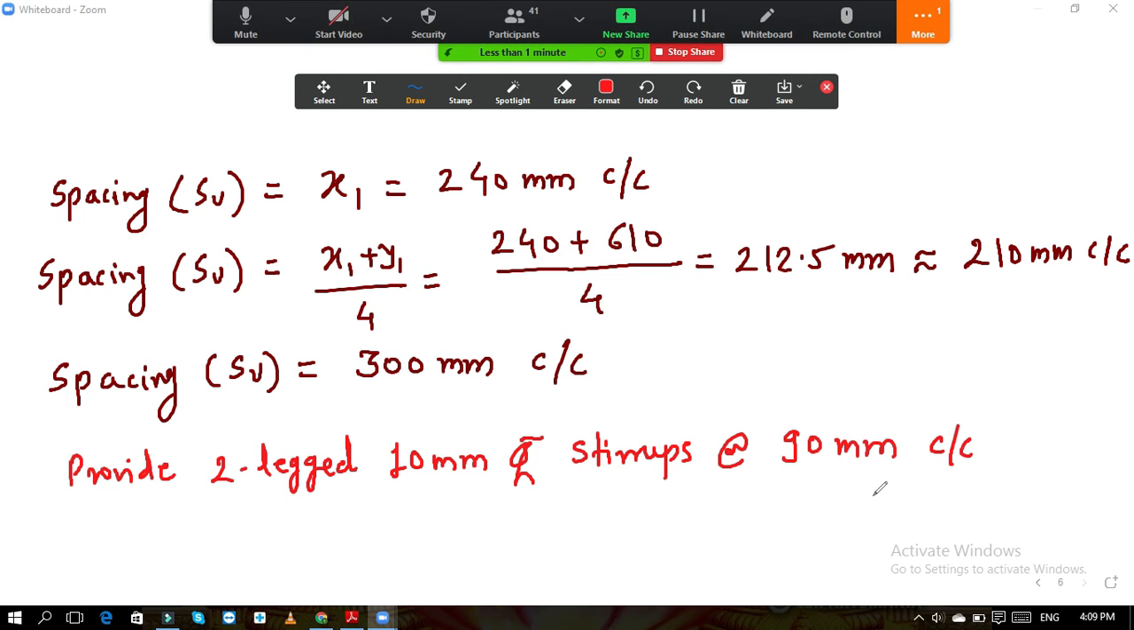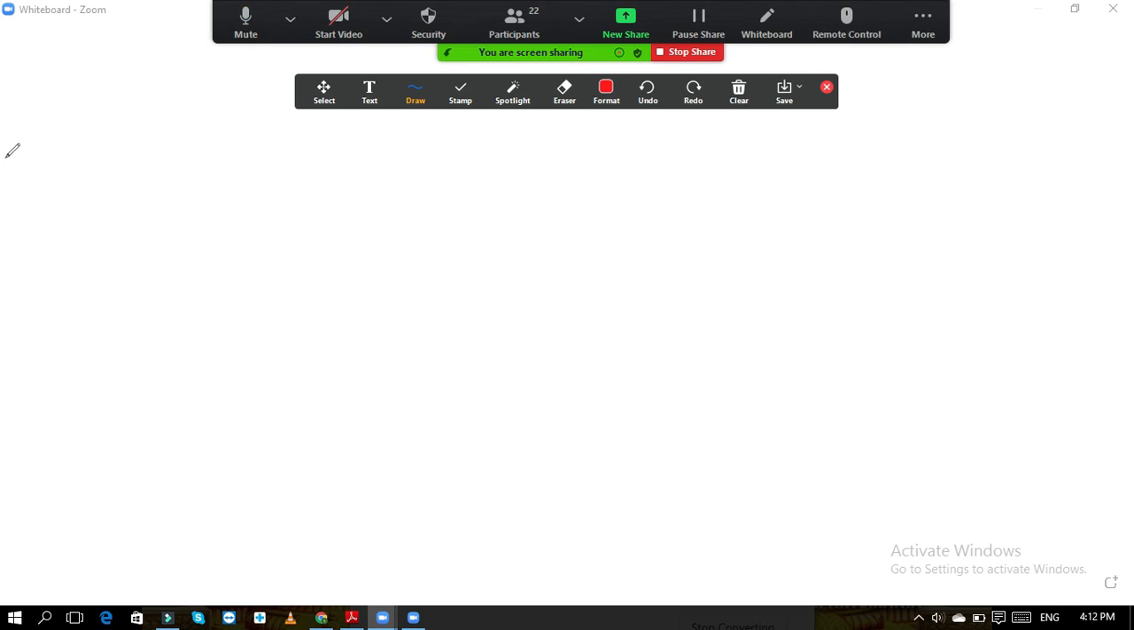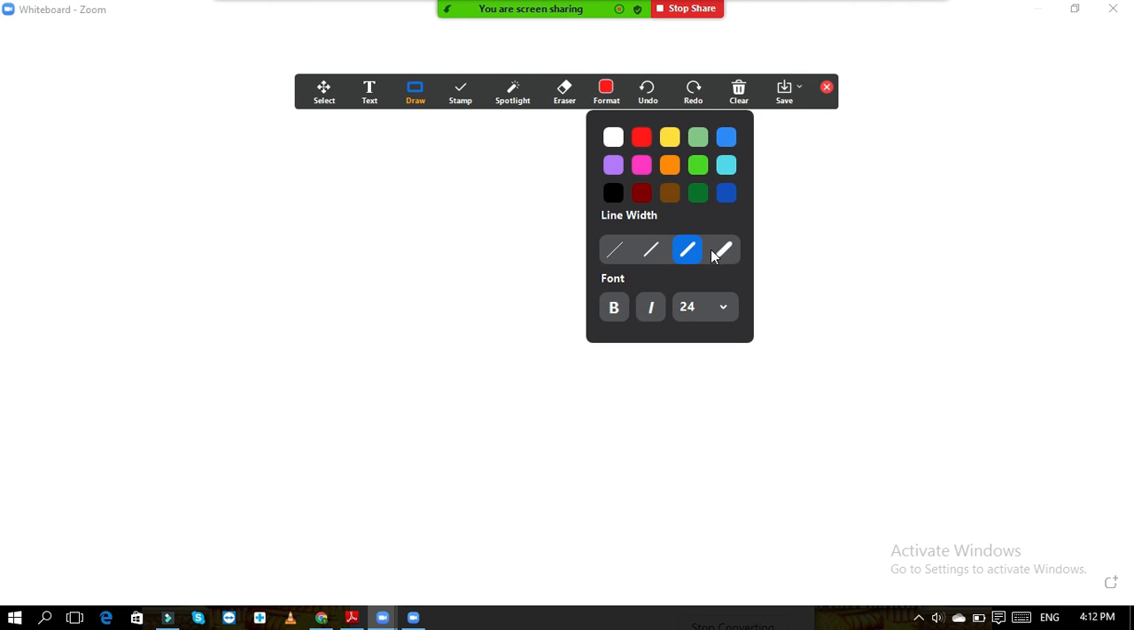90 mm center to center. Now, for B1, you have to see the bars which we are providing at the top and at the bottom. For the bars having the smaller bar diameter, at that portion you should take the value of B1, accordingly at top or at bottom. Suppose at top two bars of 10 mm diameter are there and at bottom two bars of 20 mm diameter are there. Then you should calculate B1 at top. Now there is one question: where to consider the B1. So now if I draw the diagram over here.